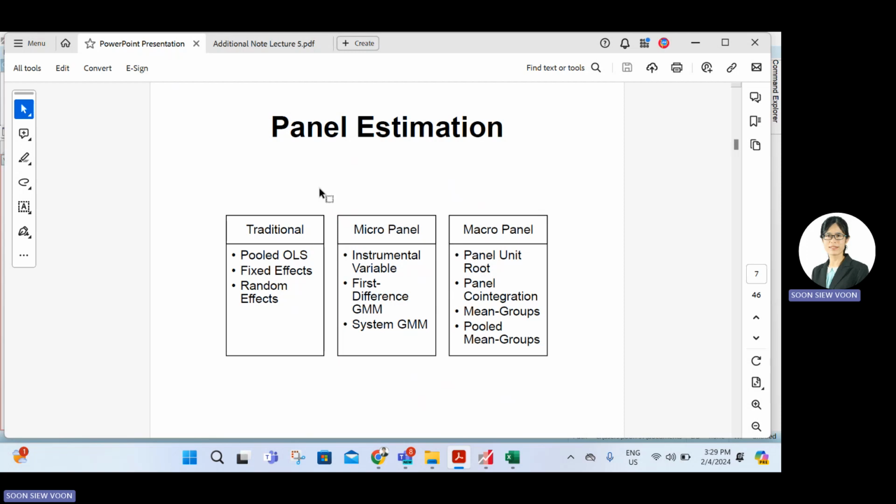So as we discussed last time, these are the 3 panel estimations. What we're going to cover this week and after the semester break is pooled OLS, fixed effect, as well as random effect. We're not going to touch on the micro panel, which includes the system GMM and first difference GMM. By the way, we already covered the time series unit root and time series co-integration. So after the traditional approach, we're going to move forward to discuss panel unit root, panel co-integration, as well as the mean group and the pooled mean group.